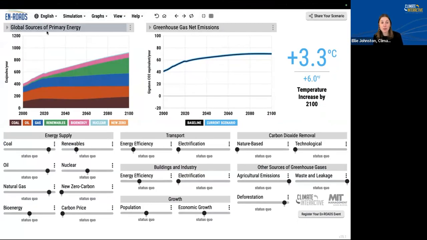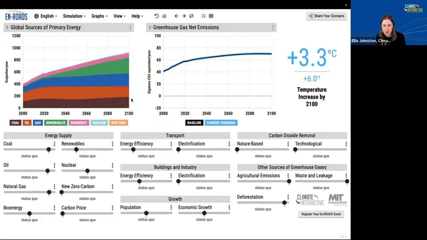On the left, you have global sources of primary energy. At the bottom is coal, then in red is oil, then gas, natural gas, or methane gas, in blue. Green is renewables, bioenergy is there in pink, and there's a thin blue line at the top reflecting nuclear energy. This is reflecting the mix of energy, the sources of energy that our world uses. Here in 2025, you can see the mix today, and showing what it looks like in 2100 if we follow what's called our baseline scenario.